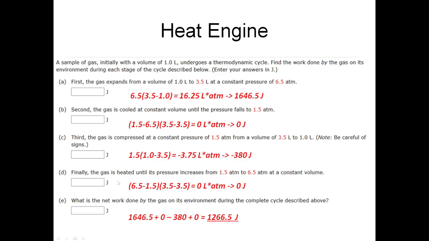So this last step here, D, we've already got its volume back down to normal. We've contracted it to its original volume. Now we need to get its pressure back to what it was before so that it's ready to extend the piston again. We decrease the pressure to decrease the volume. Now we need to increase the pressure again before the volume will increase again. So, finally the gas is heated until its pressure increases from 1.5 atmospheres to 6.5 atmospheres at a constant volume. So, our pressure is going to change. That's okay.